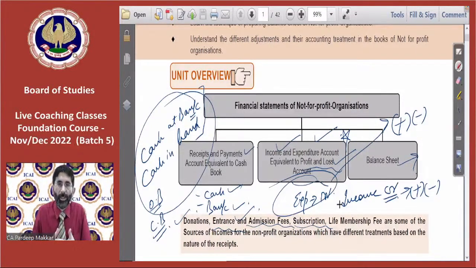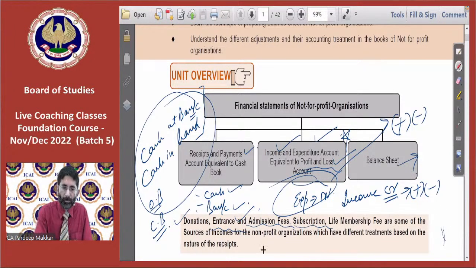That is your income. Life membership fees: in the extension library I have seen in Ludhiana, they are getting life membership fees, meaning once you pay a particular amount, you become a life member of that organization. You can access their books for your complete life. You need not pay again and again. You will have to pay it only once. So that is called life membership fees.